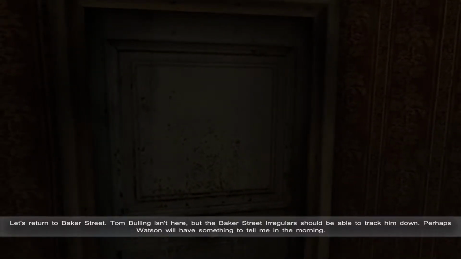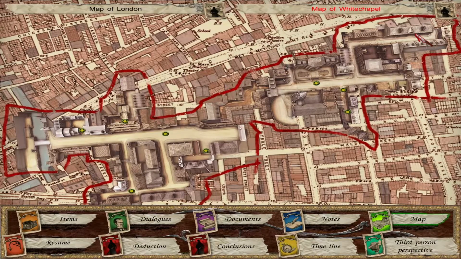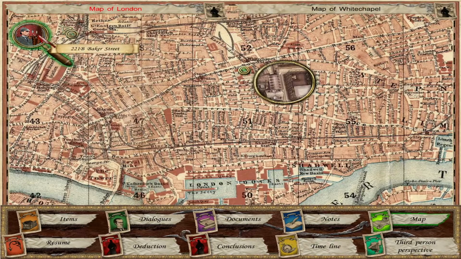Let's return to Baker Street. Tom Bulling isn't here, but the Baker Street irregulars should be able to track him down. Perhaps Watson will have something to tell me in the morning. Good. So back to Baker Street.